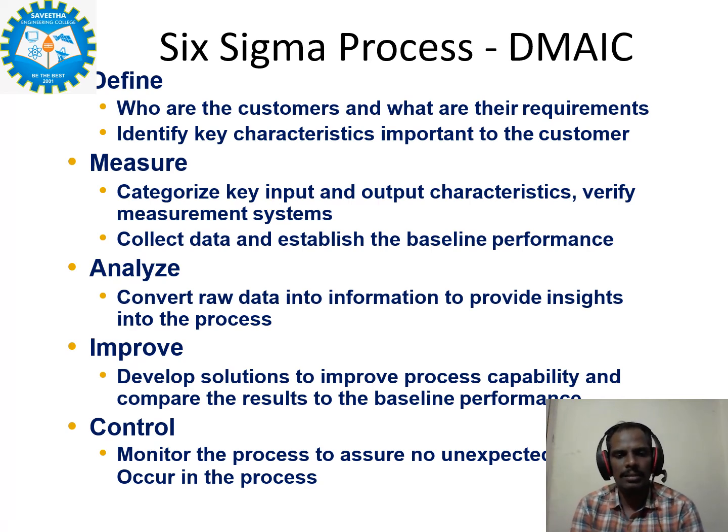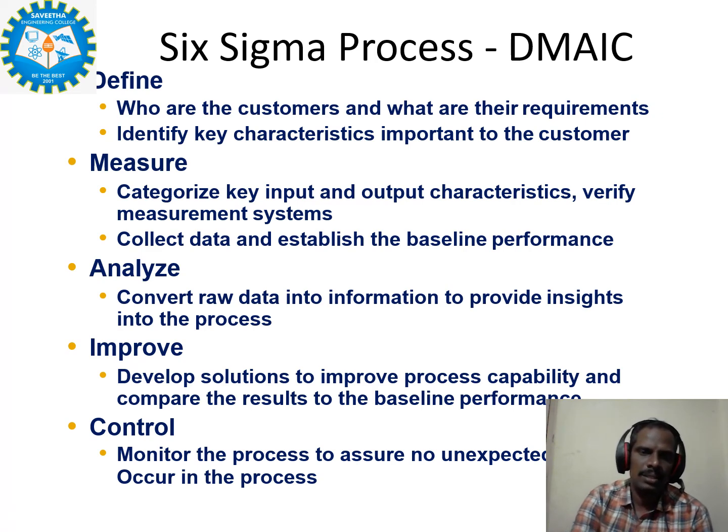When it is analyzed, then improve the quality. If it falls short of requirements, we can improve the process, with continuous improvements taking place for the entire process. Control is to monitor the process to ensure unexpected outcomes do not occur, so that it will be controlled. These points of define, measure, analyze, improve, and control are generally called the DMAIC process in Six Sigma concepts.